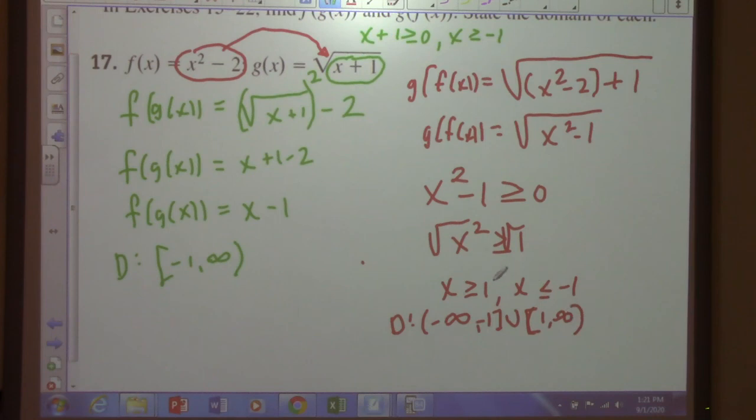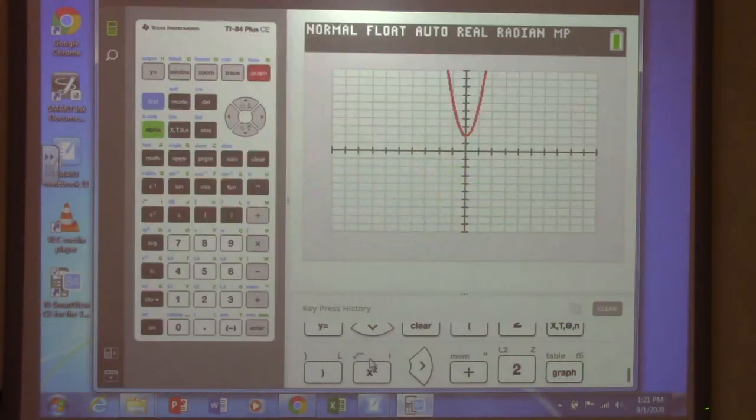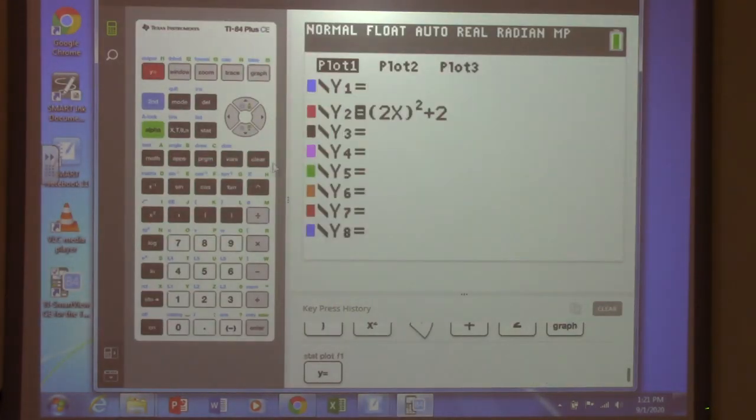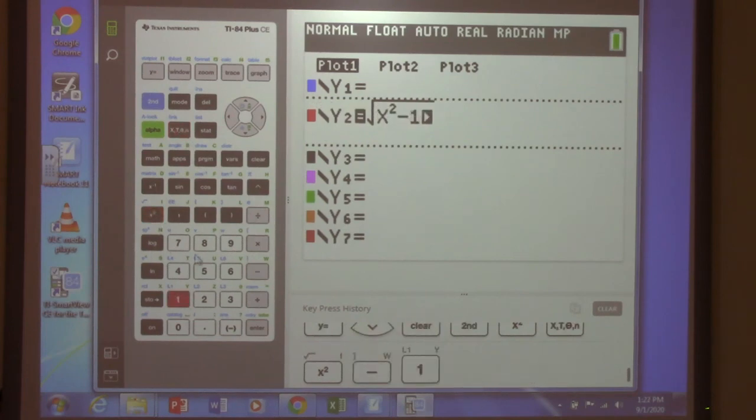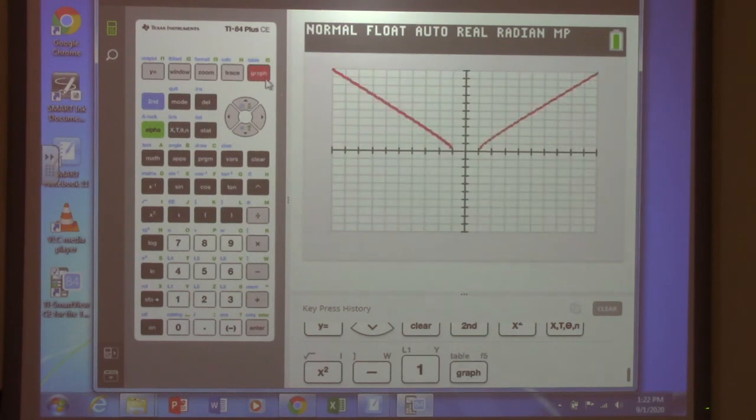What I want you to do is take your calculator and see if that's the case here for this one. Tell me when you graph that. I'll do it right here. x squared minus 1. Square root of x squared minus 1. Do we get the same thing there? That's it, isn't it? Yeah. Okay, so that looks good.